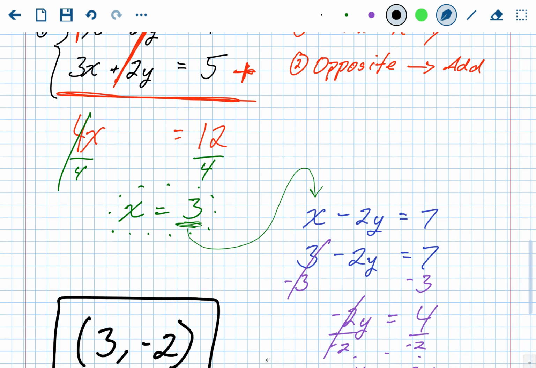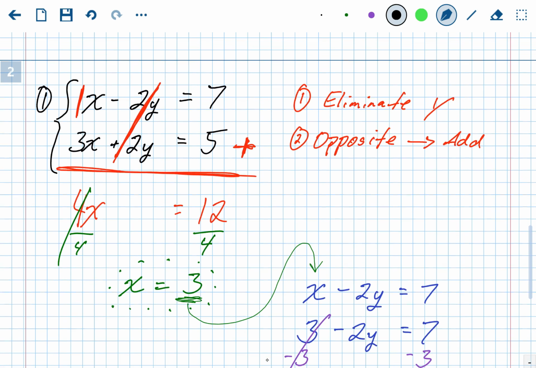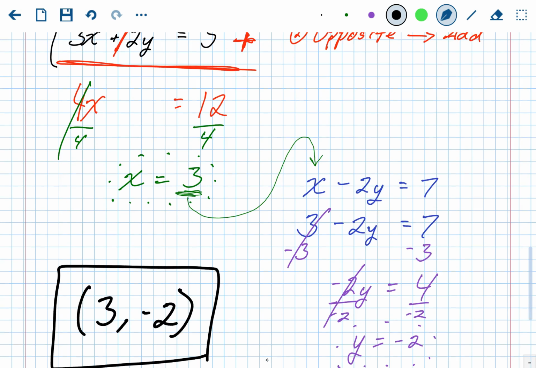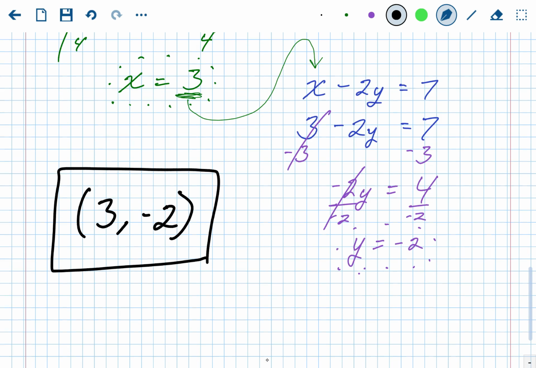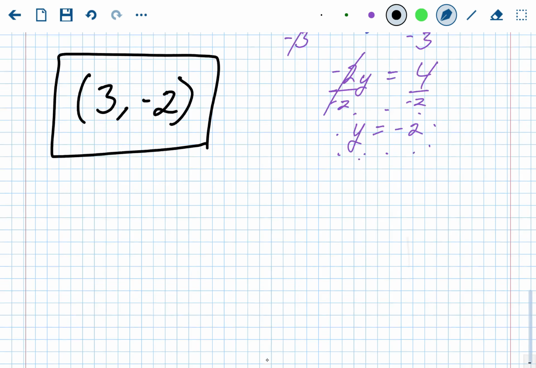Alright, so elimination, it's not that bad. A lot of people like this one a lot better. Just pick what you're eliminating, decide if you're going to add or subtract, and then solve. So let's get another one.